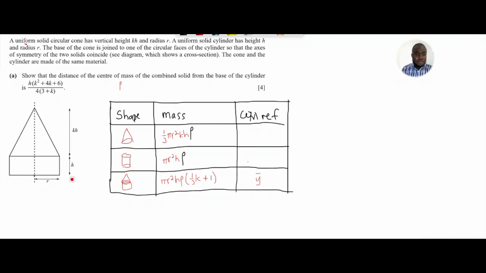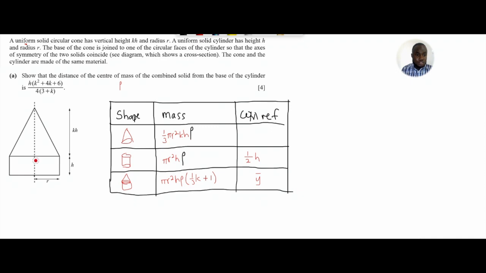That of the cylinder, referring to the base of the cylinder, is halfway along the height. And that of the cone, according to your MF19, is supposed to be a quarter along the height from the base, or 3/4 from the apex. So from the base, a quarter of the height.